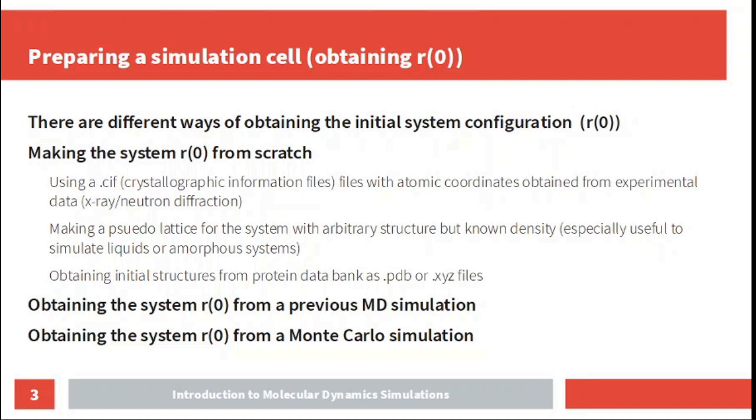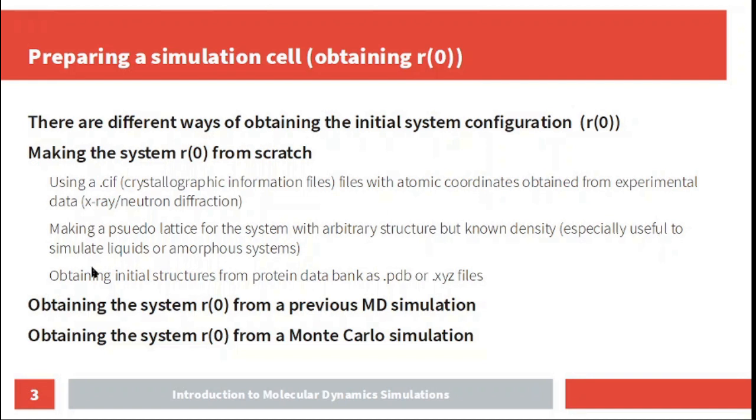a pseudo lattice. That is, you just put water molecules at regular intervals, which has nothing to do with the real structure of water. But because you are interested in liquid structure, you can do that, and then when you simulate the system, they would ultimately take a random structure, which is ultimately what you want.